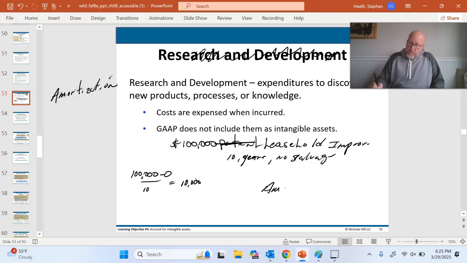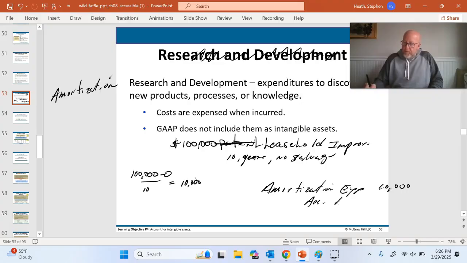So we would debit amortization expense 10,000 and credit accumulated amortization 10,000. And there we go.